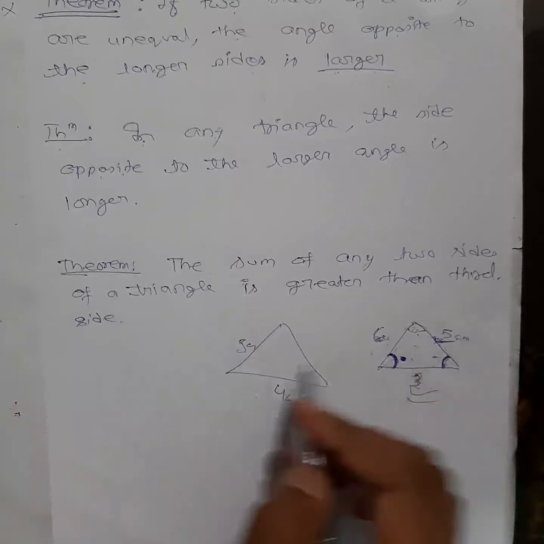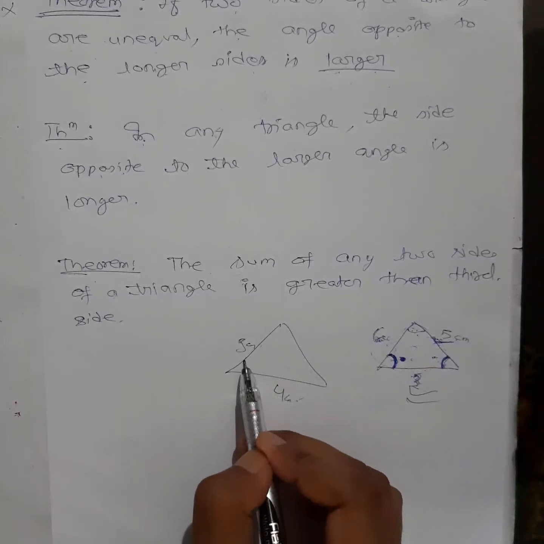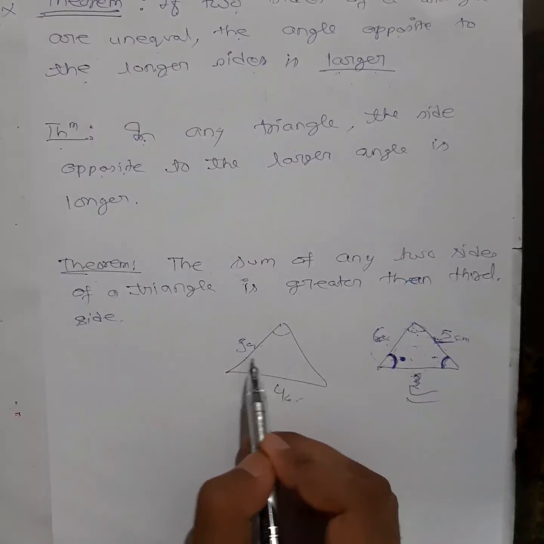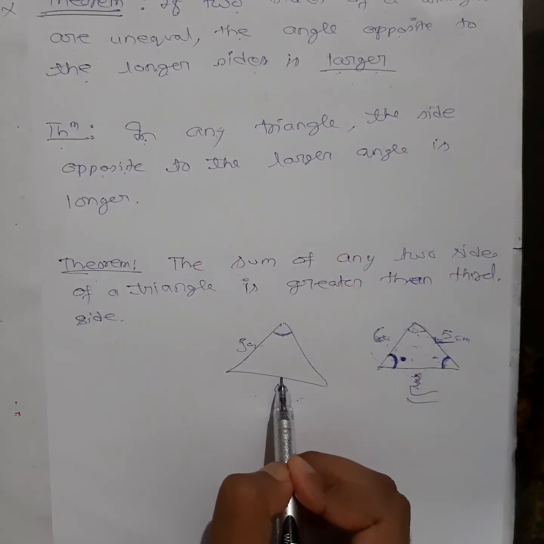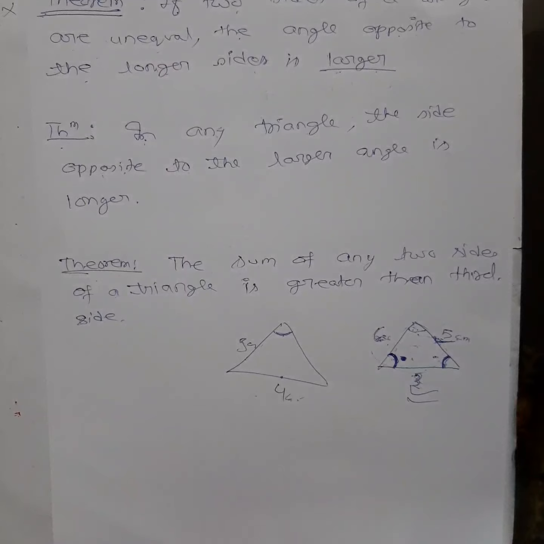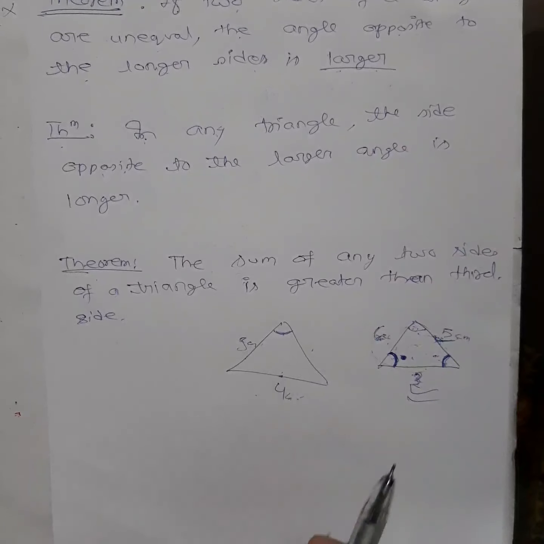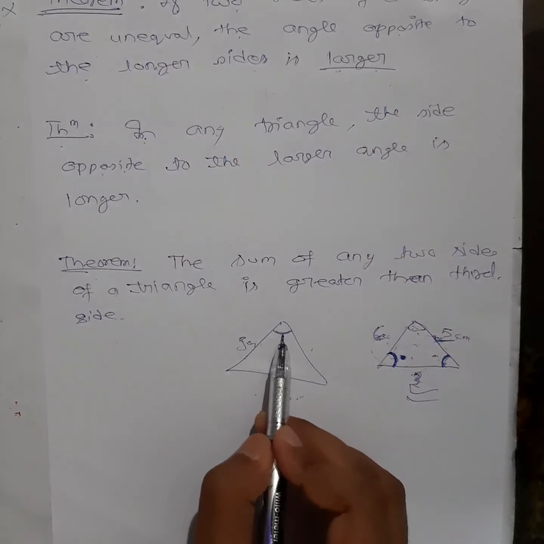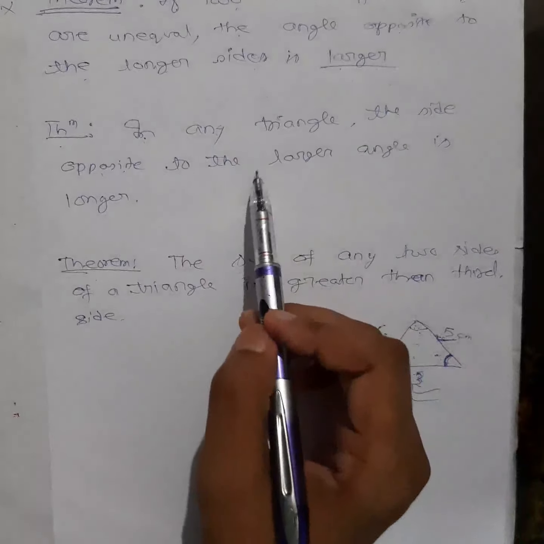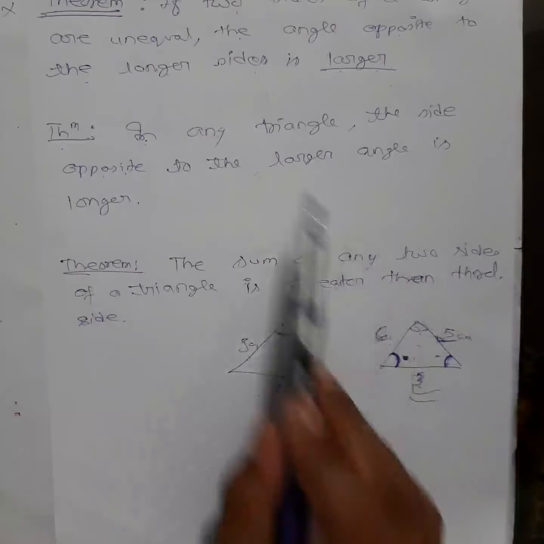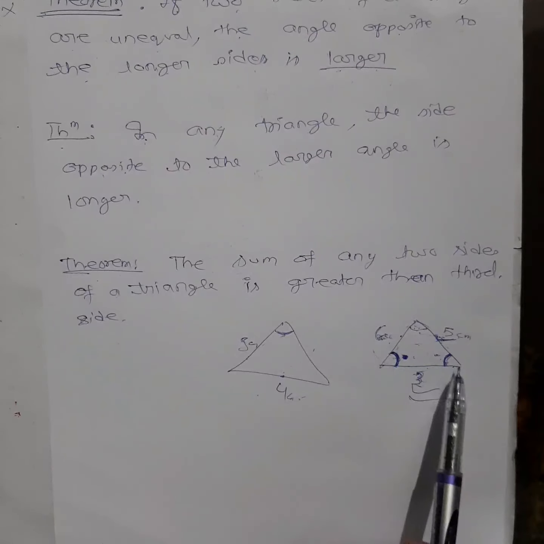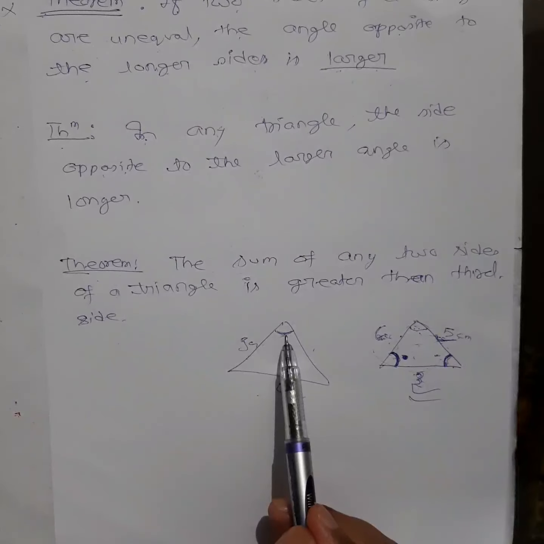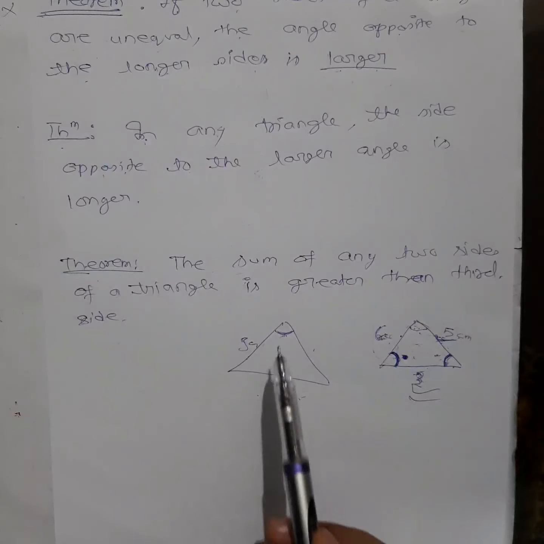So what you have to check: whenever you see that in a triangle any angle is larger, remember the side opposite to that will be the longest. Out of these three, this will be the longest if this is the larger angle. That's what the theorem states. So from these two theorems, what we understood: the longest side gives you the largest angle opposite to it, and the larger angle gives you the longest side opposite to it.